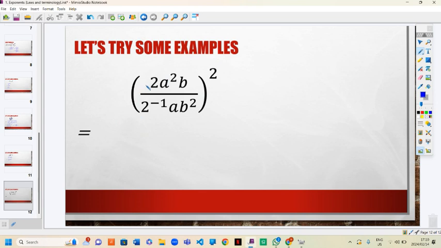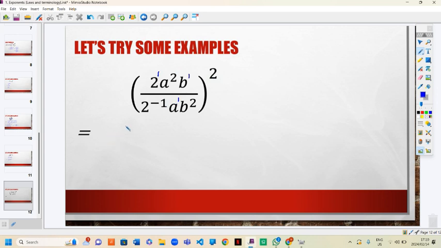So I see I've got 2 to the power of positive 1, b to the power of positive 1, and this a over here to the power of 1. So I see I've got exponents on every letter. Awesome. Now I see that there's an exponent outside of my brackets. What must I do with this exponent? I need to multiply it with every other exponent inside.